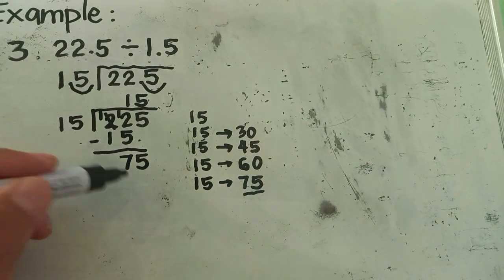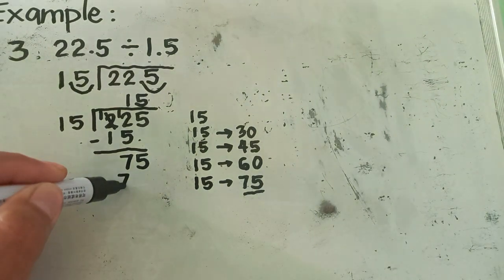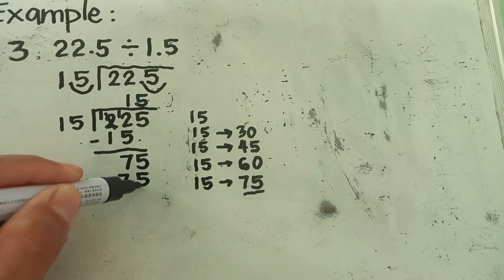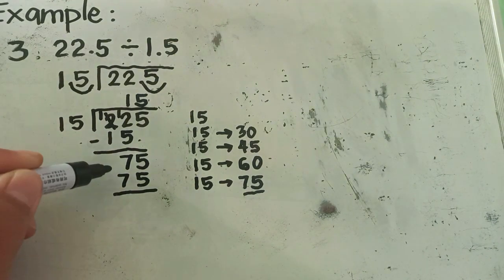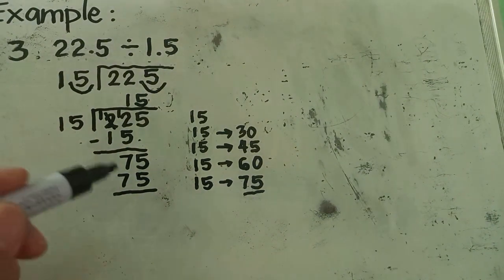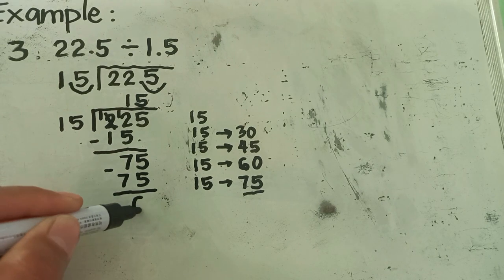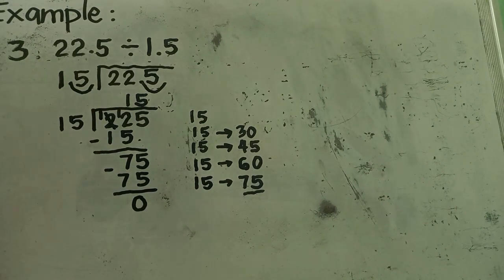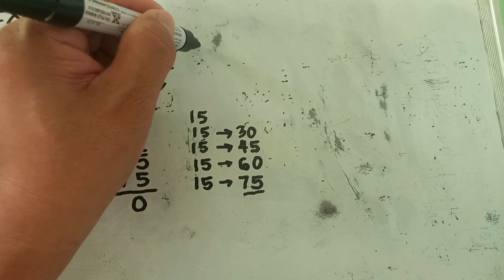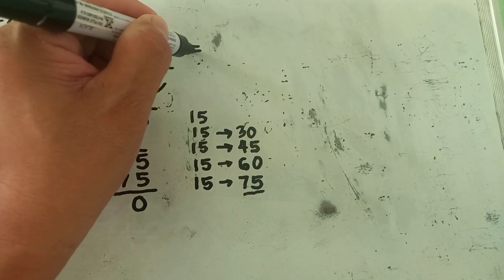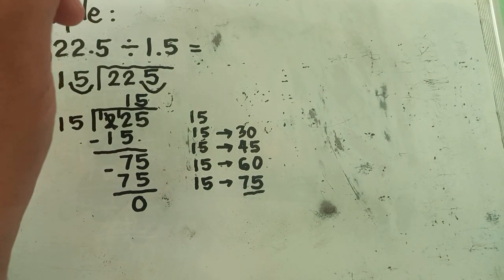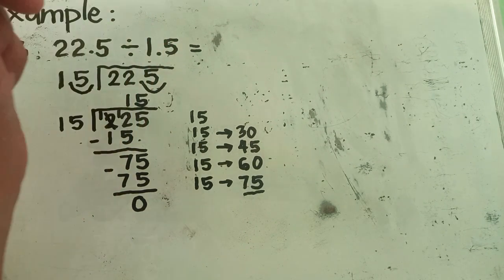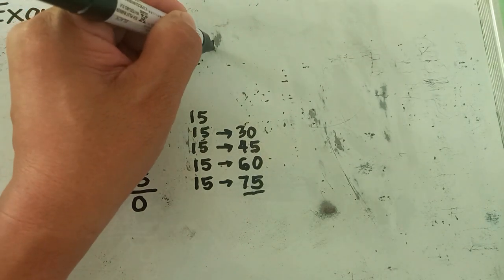So, 5 times 15 is 75. Now, we will get the difference. 75 subtracted by 75 is equal to 0. So, our answer or the quotient of 22 and 5 tenths divided by 1 and 5 tenths is equal to 15.